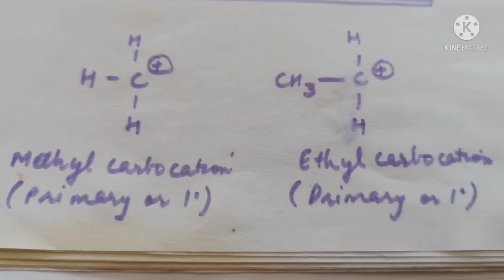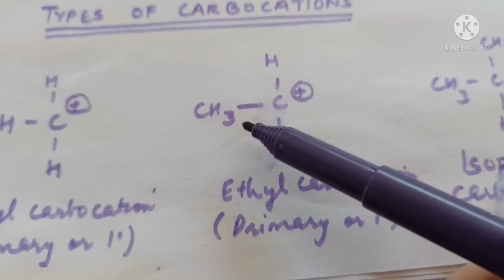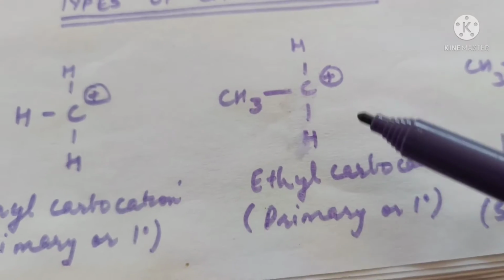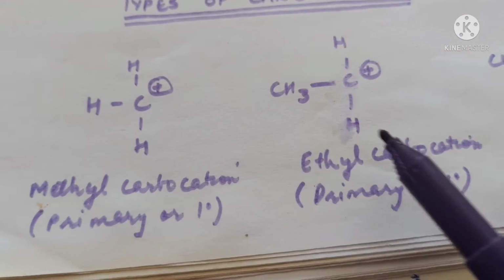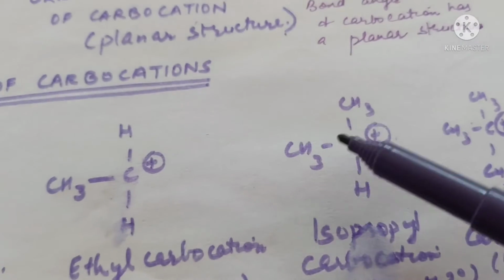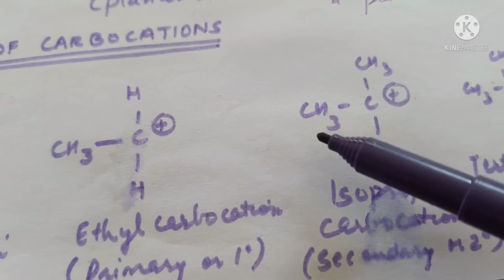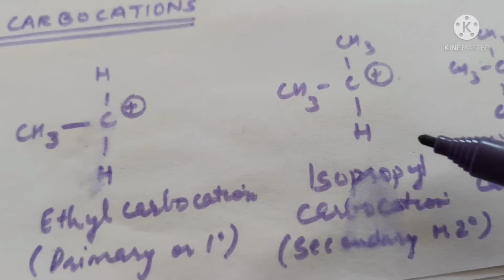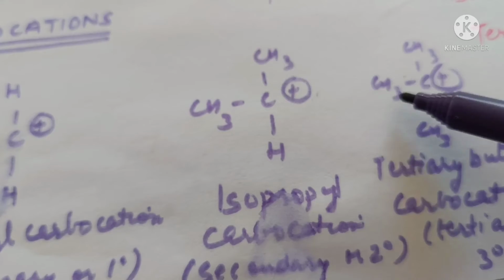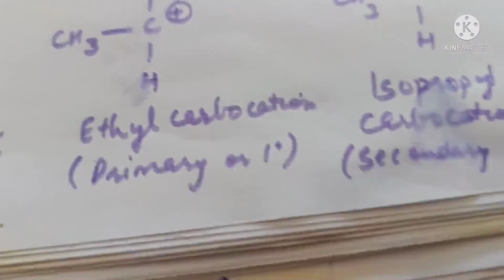Types of carbocations: the methyl carbocation. If there is one methyl group attached to it, it is ethyl carbocation. Both methyl and ethyl carbocations are primary carbocations. Isopropyl carbocation is secondary, as this carbon atom is attached to 2 alkyl groups. It is a secondary carbocation. This is attached to 3 methyl groups. It is a tertiary carbocation.